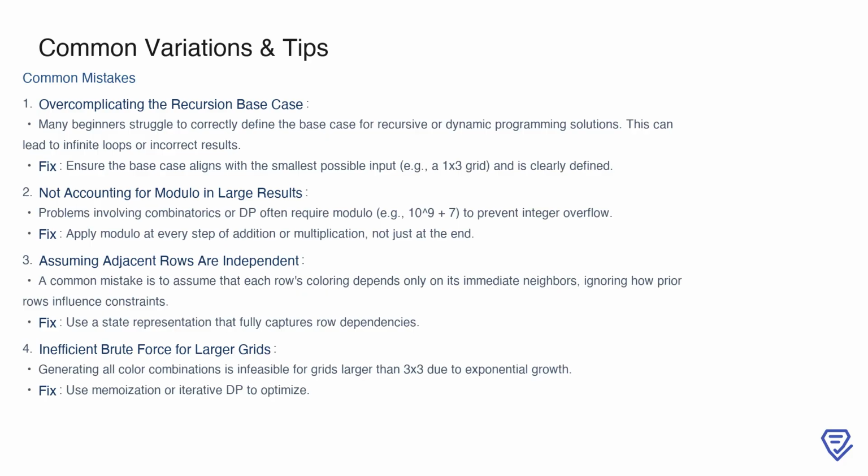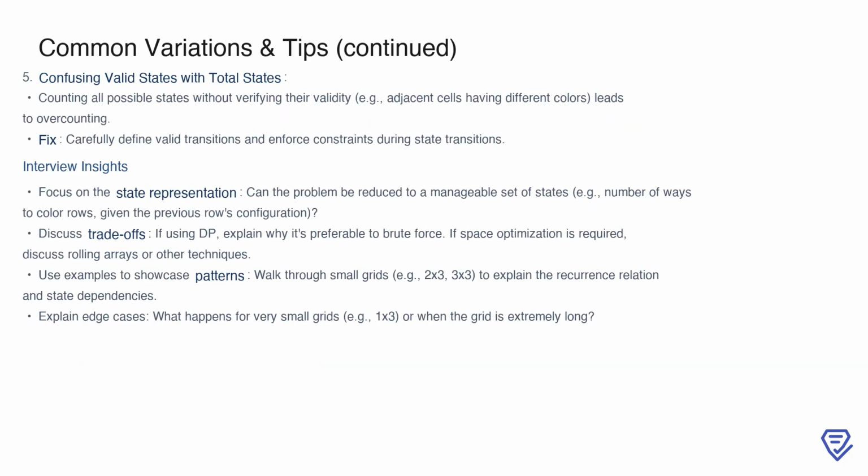In addition to those, there are two more pitfalls to be aware of. One is setting up an incorrect base case in your dynamic programming solution. If the first row isn't initialized properly with respect to the coloring constraints, the entire recursion or transition logic will produce incorrect results. A solid foundation for the base case is critical.